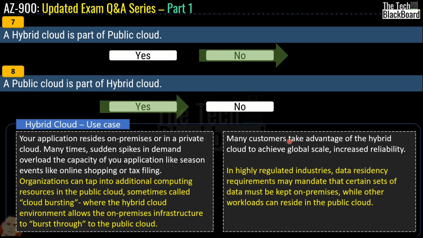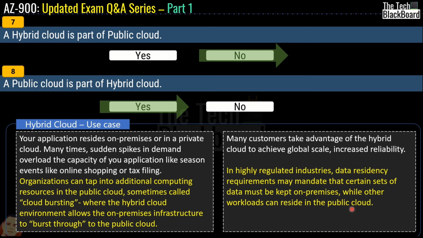And friends, many customers take the advantage of hybrid cloud to achieve global scale and increased reliability. Also, in highly regulated industries, data residency requirements may mandate that certain sets of data must be kept on premises while the other workloads can reside in public cloud.